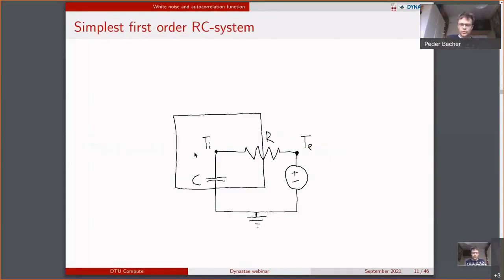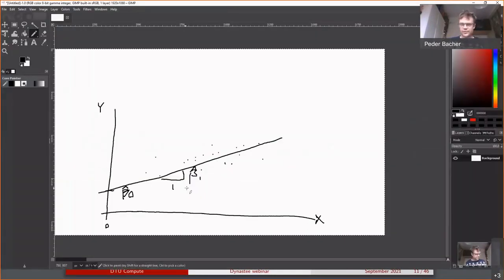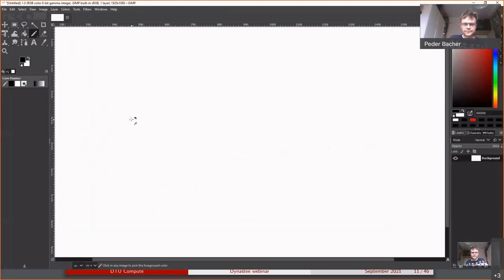Let's try to do this in a setting where it's actually related to a building. Let's just think of the simplest building and model we can think of. Let's have this building here.